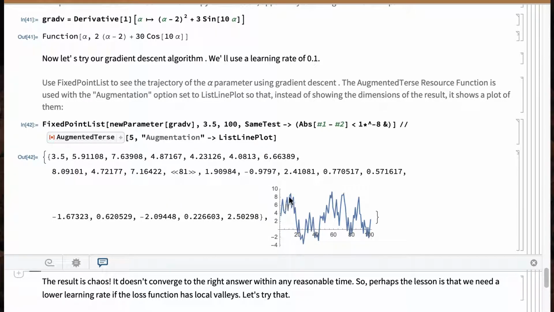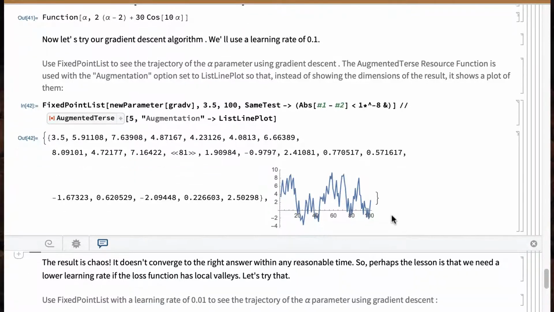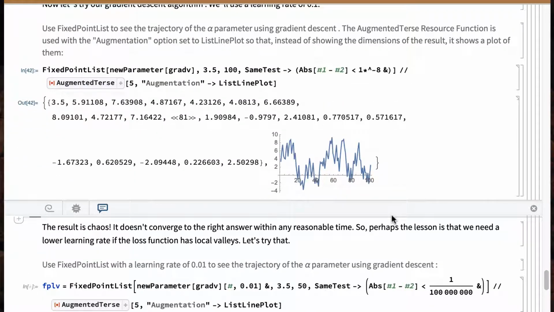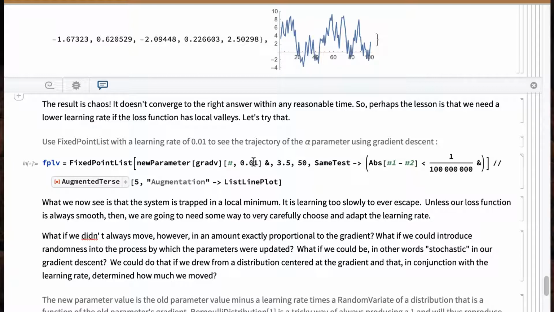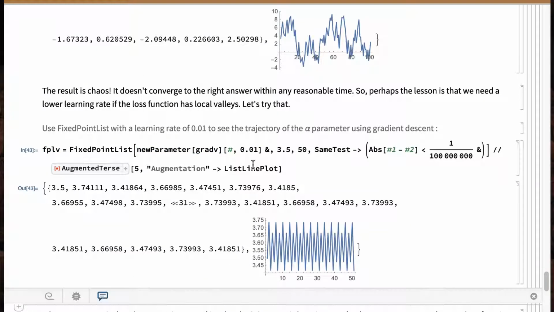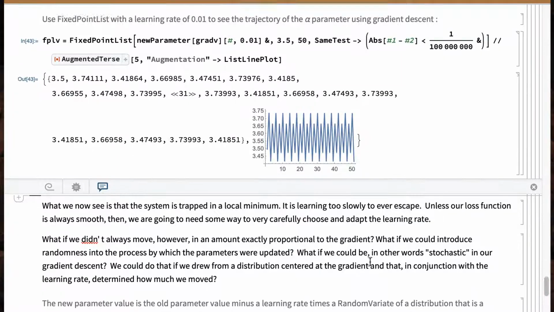We see chaos. We see the stock market here. Or Brownian motion or something, where it's just jumping all over the place. And this has to do with basically it jumping in and out of valleys. And it doesn't seem to be converging to the right answer within any reasonable time. Well, you might think, well, maybe you just need to go more slowly. So let's decrease the learning rate down to 0.01. This is the Sansa Stark learning rate. That didn't work either. It just gets trapped in the valley and goes back and forth and back and forth. And so that's not good.